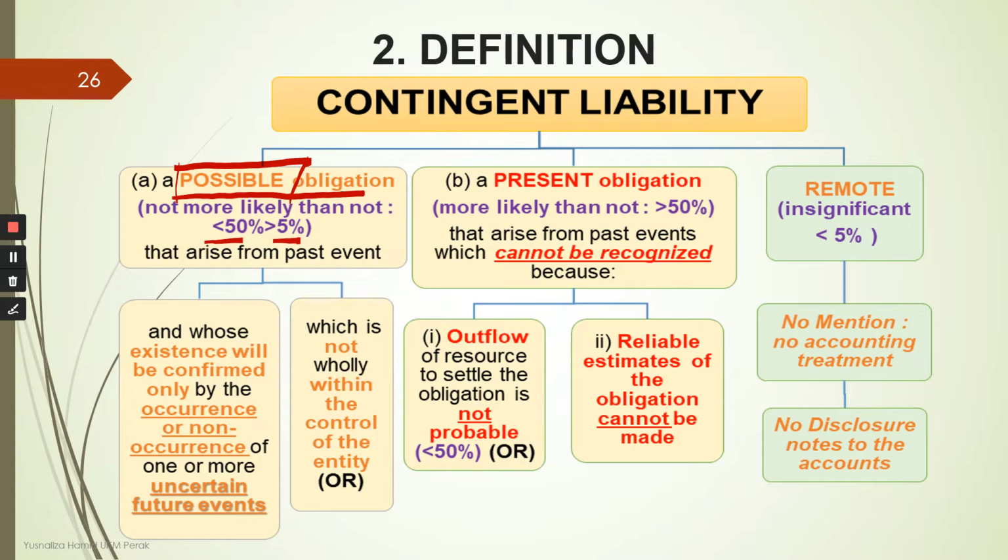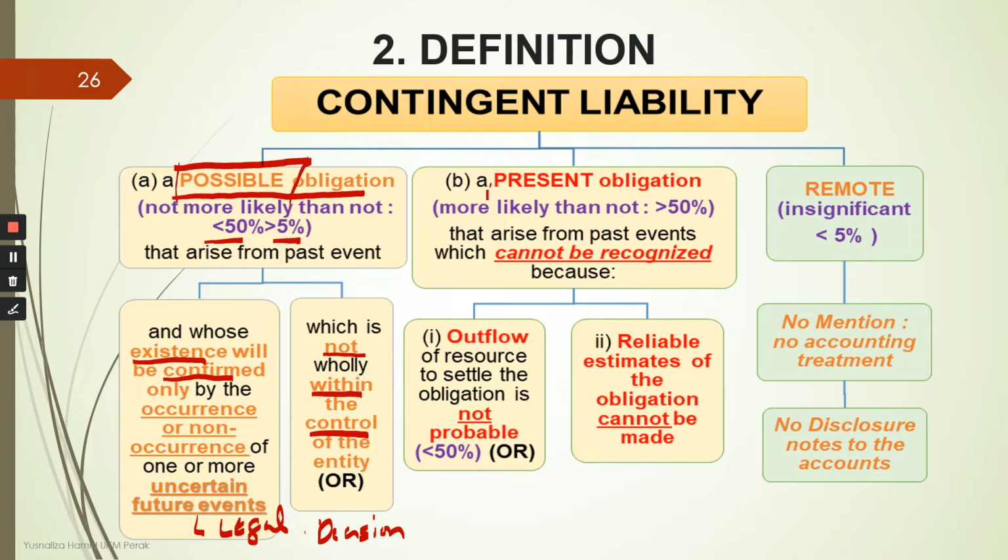However, the existence of that liability will only be confirmed by the occurrence or non-occurrence of one or more uncertain future events. Let's say something to do with legal proceedings, something to do with the decision made by the court. These are uncertain future events which are not within our control. So therefore, this is a possible obligation. And this possible obligation does not meet the criteria for a liability, so it cannot be recognized. So that is the first part of the MFRS definition for contingent liability.